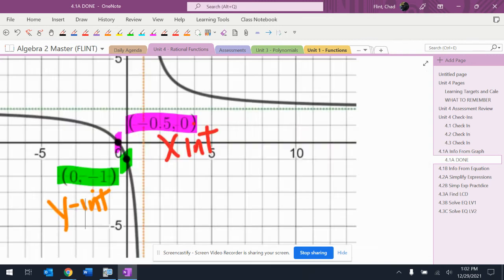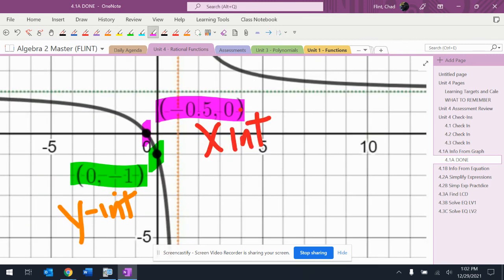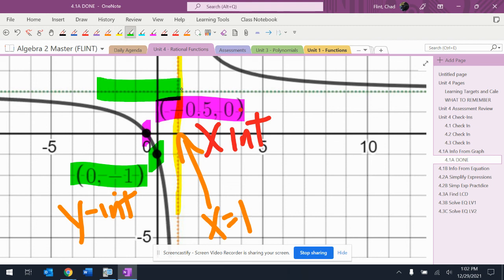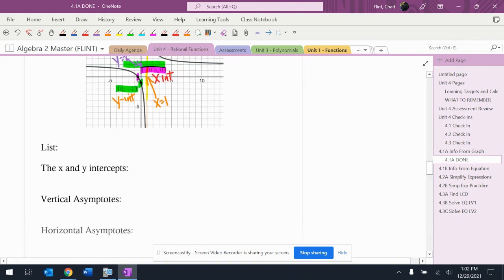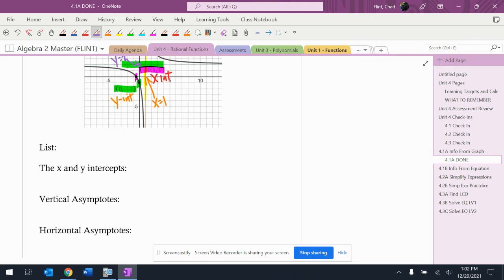The vertical asymptote is this guy right here. All right, which is happening right there at x equals 1. The horizontal asymptote is right here. All right, that's happening right here, and that's y equals 2. Remember, the easy way to think about it is what axis is it hitting? That tells you what's going on. There's one of each. So the vertical asymptote was x equals 1. The horizontal was y equals 2.